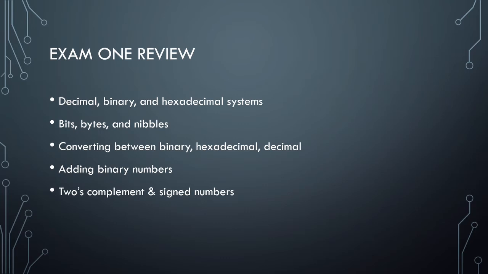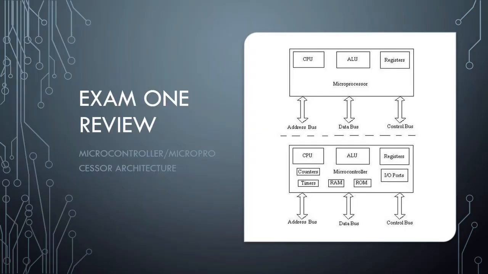And then you'll also need to know how to convert between these three number systems. So if we're going back and forth, how do we do that? You'll also need to know how do you add binary numbers together, how do you convert to get a 2's complement, how do we write signed binary numbers, and how would we add if we needed to use 2's complement numbers. For exam 1, you should also know the basic architecture of microcontrollers and microprocessors.